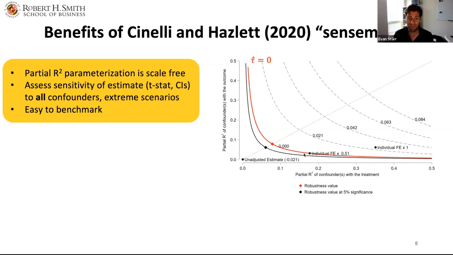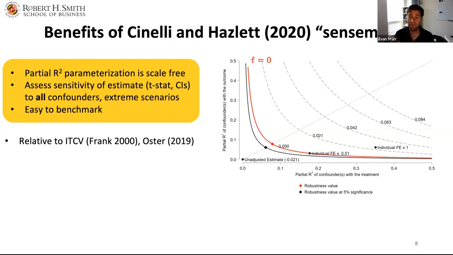And so what these dots on the bottom tell you, this individual FE times 0.51, says that if all of the confounders have as much explanatory power as 51% of the individual fixed effects, then that will kill our result. If they have the same explanatory power as the individual fixed effects, it's more than going to reverse our result. So that is the value of this approach. It tells you a lot of information, and it's easy to benchmark.